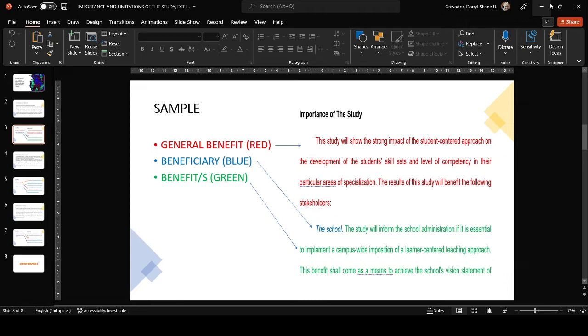After the beneficiary, you are going to write that in italics. It must be italicized, and then terminated by a period, and then you're going to explain the benefits, the one in green. So that's it for the importance of the study. Again, it will be up to you how many stakeholders you are going to identify. The most important thing is that you arrange them from macro to micro.